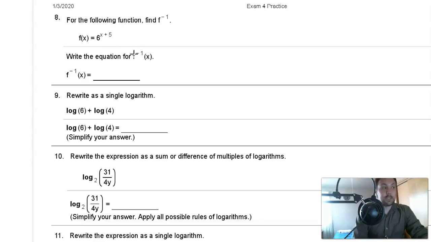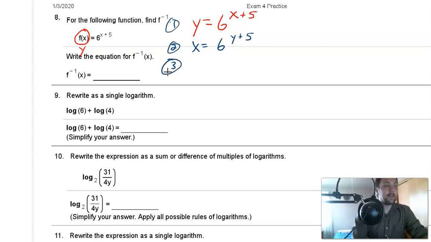We want to use the switch and solve method. You start by replacing the function notation with the y variable. So we're going to have y equals 6 to the x plus 5 power. The second step is you switch x and y. So everywhere there's a y, you put an x, and everywhere there's an x, you put a y. So that's the second step. So step 1, step 2, step 3, and this is where all the math occurs. You have to now solve this for y.